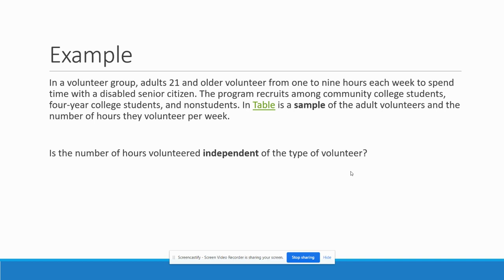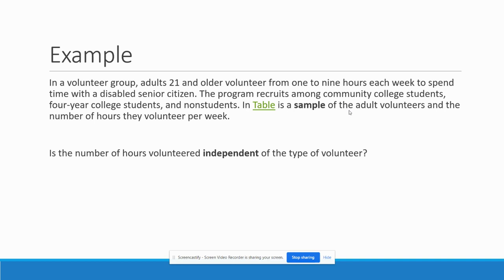All right, let's look at the first example that we're going to do. In a volunteer group, adults 21 and older volunteer from 1 to 9 hours each week to spend time with disabled senior citizens. This program recruits among community college students, four-year college students, and non-students. On the next slide there will be a table of the sample of adult volunteers and the number of hours they volunteer per week. Okay, sorry. So the table is just showing a sample of the volunteers and the number of hours they volunteer each week.